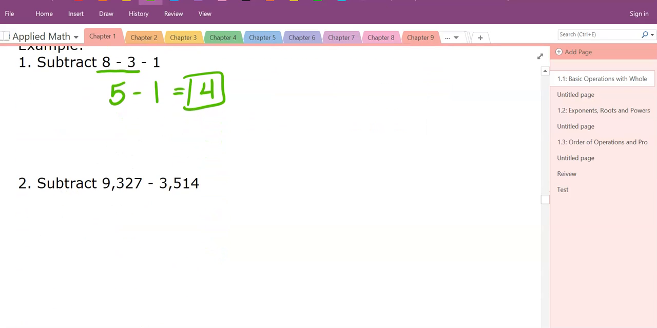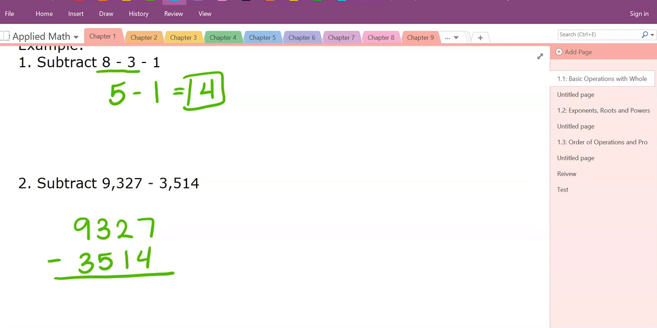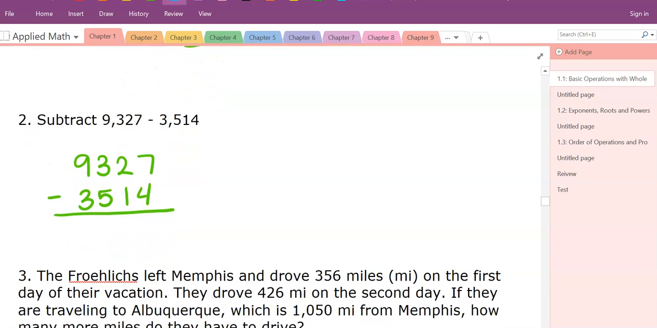For bigger numbers, I would start first by stacking, and then start subtracting in those columns like you would have done in adding. So 7 minus 4 is going to be 3. 2 minus 1 is 1.